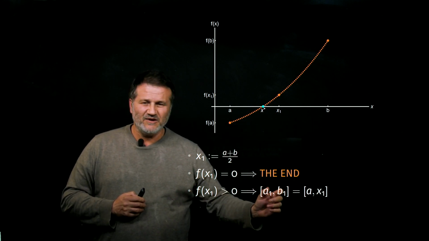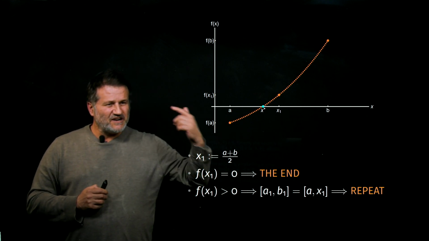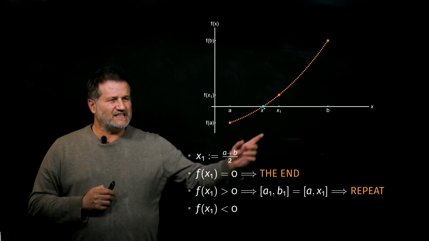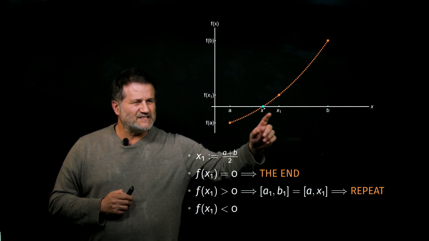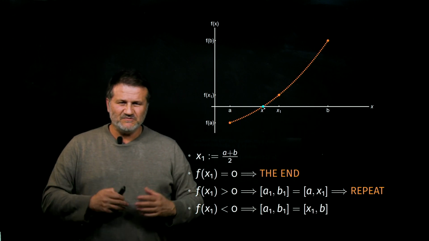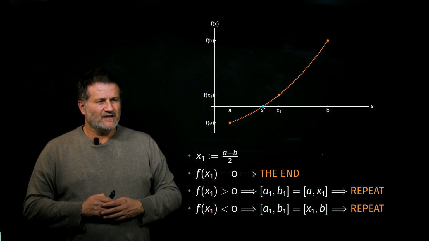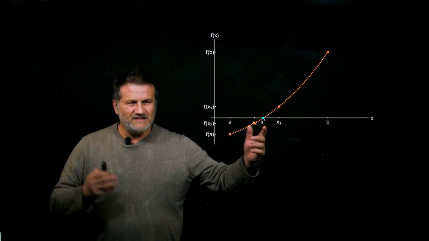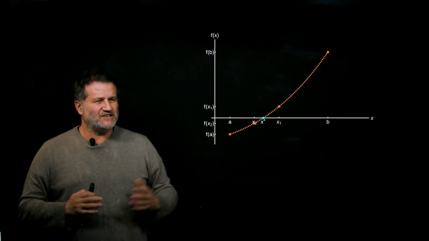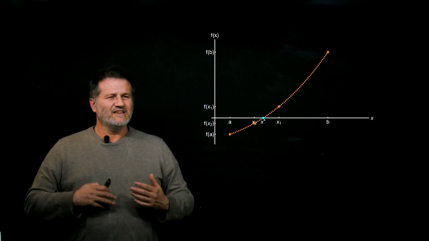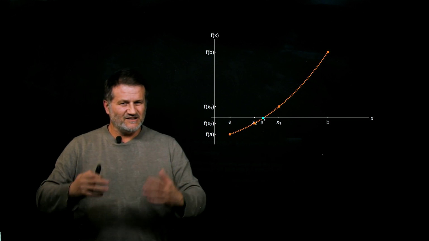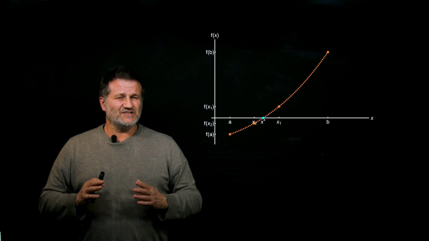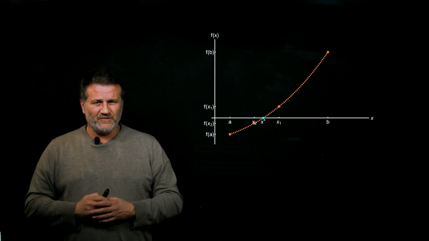So we define a new interval, a1, b1, as a to x1, and then we repeat the step on this new interval. If the value of the function is negative, we do the same, but with the interval from x1 to b. So we define a new interval, x1 to b, and then we repeat the step. So this means that the next step will be to recompute the midpoint now of the new interval that is just half of the initial one. We evaluate f at that point. We check if it is 0, then we stop. Otherwise, we will have a new interval, which is half of this second interval. So this means a quarter of the initial interval, and so on.